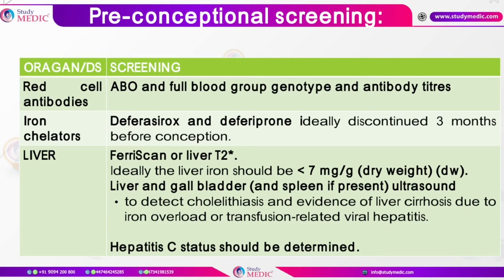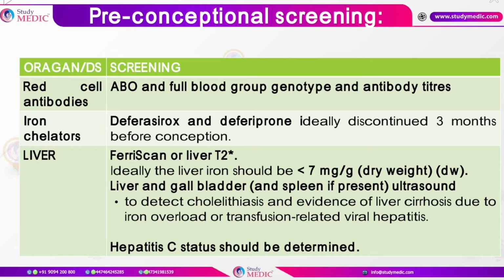Because of the repeated transfusion, red cell autoantibodies can form, and that's the reason ABO and full blood group genotype and antibody titer will be required. Iron chelators like deferasirox and deferiprone should ideally be discontinued 3 months prior to conception. In the liver, because of the iron overload, a Ferriscan on the liver, which is a T2 weighted scan, should ideally show liver iron less than 7 milligram per kg dry weight.